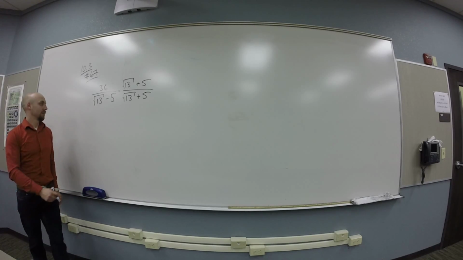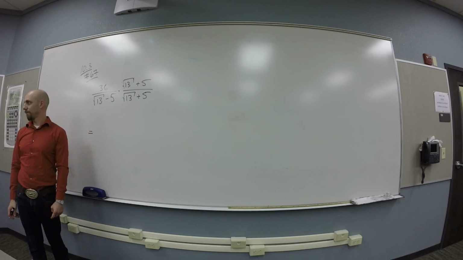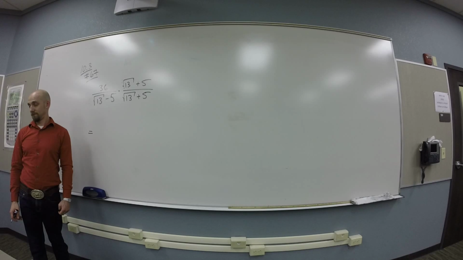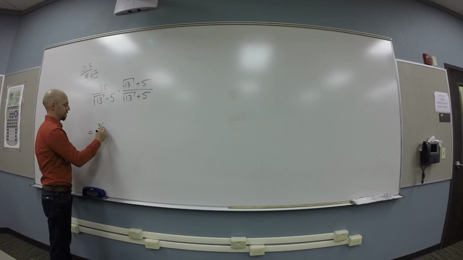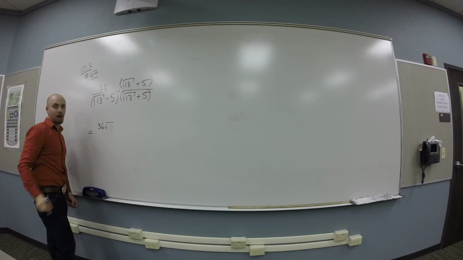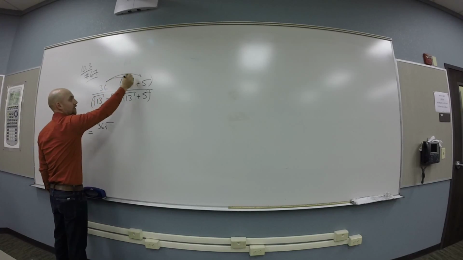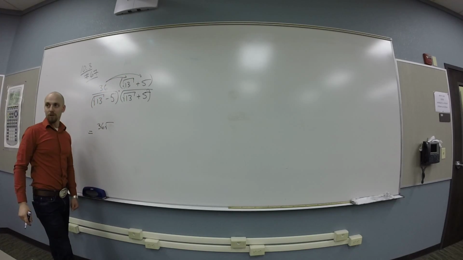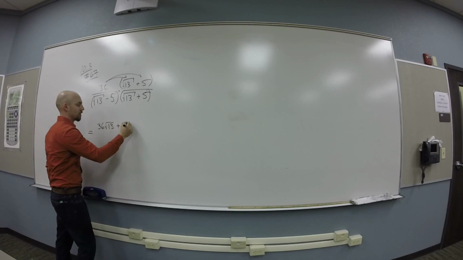And now what? What do you get on the top? You're going to distribute. So I would leave it 36 square root of 13 plus 36 times 5. Okay. So I have kind of remembered my implied parentheses, right? And then I'm distributing this 36 onto those two pieces. So I've got 36 square root of 13 plus 5 times 36.